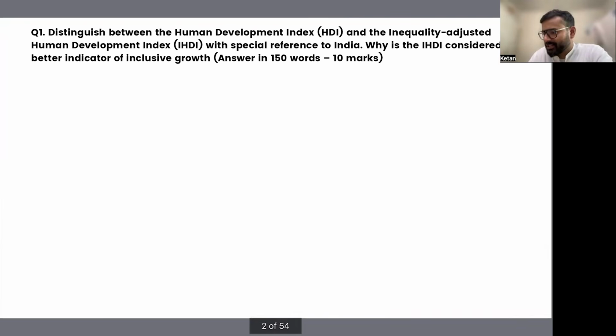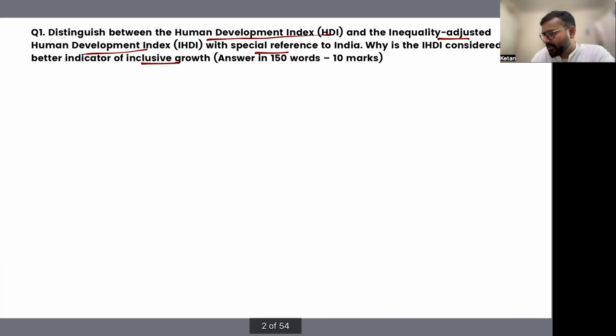So the first question is: distinguish between Human Development Index and Inequality Adjusted Human Development Index with special reference to India, and why is IHDI considered a better indicator for inclusive growth? Okay. So, straightforward, you want to underline the keywords because that is going to help you answer the question. Now, the keywords, of course, here are Human Development Index and Inequality Adjusted Human Development Index, and to distinguish between them.